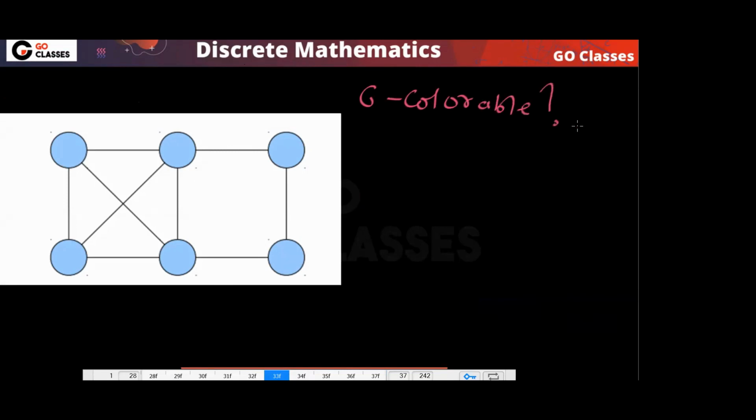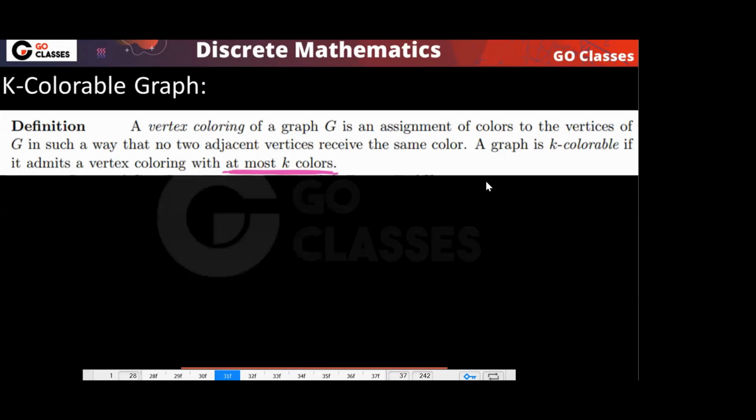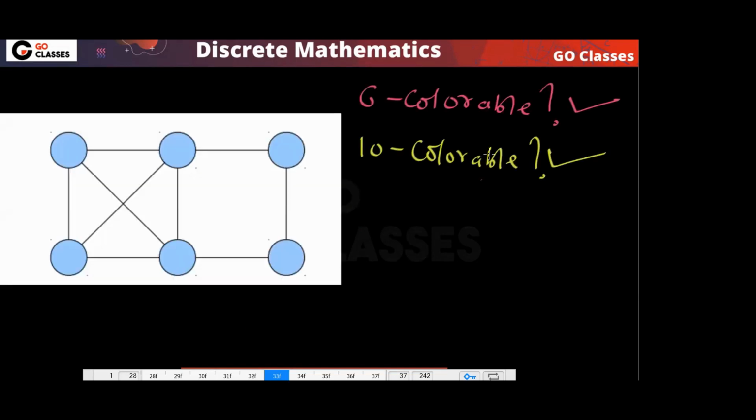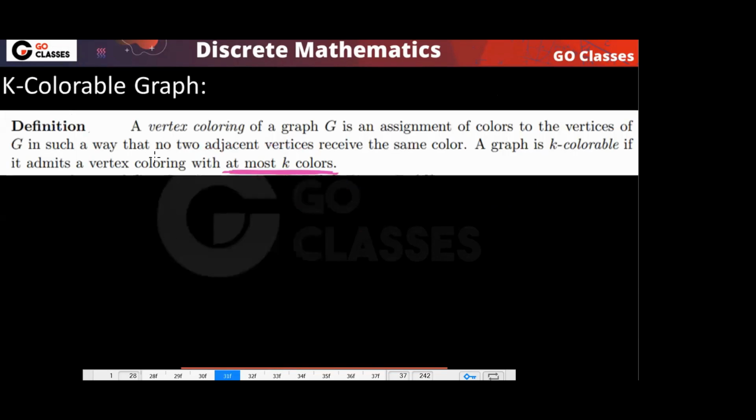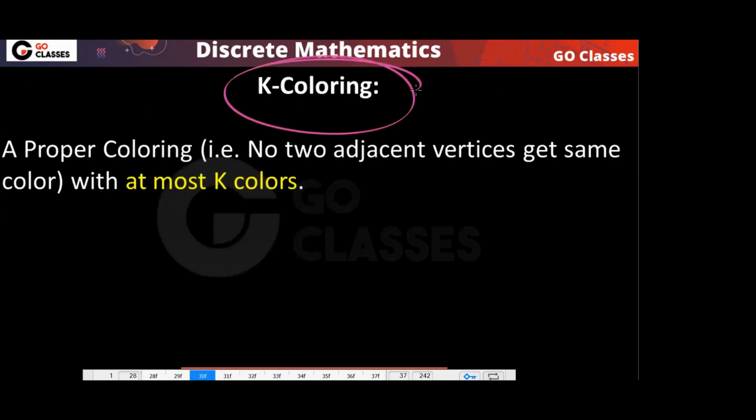The answer is yes. Can I say this is 10 colorable? The answer is again yes. K colorable means can you do it using at most K colors? A graph is K colorable if you can do it using at most K colors. So using at most 10 colors, can you do it? Yes.